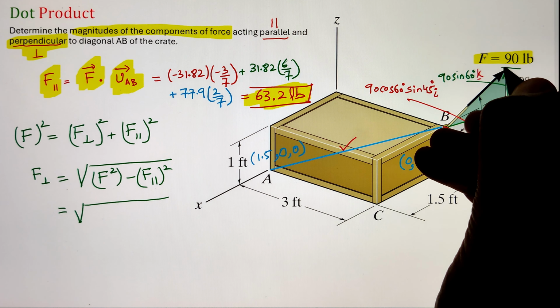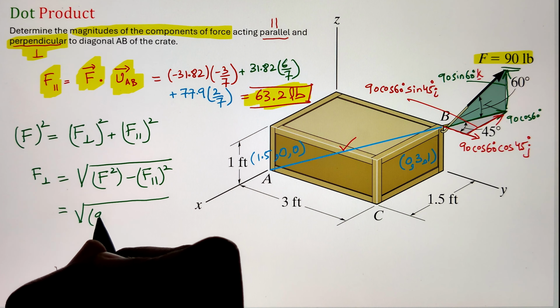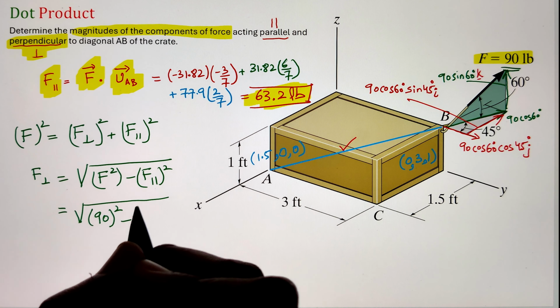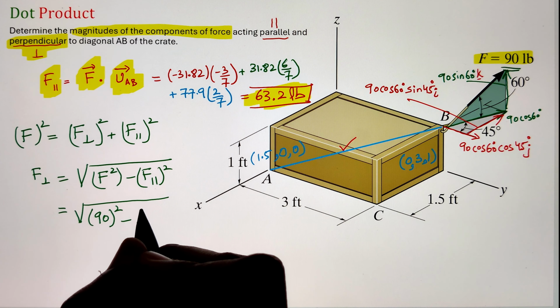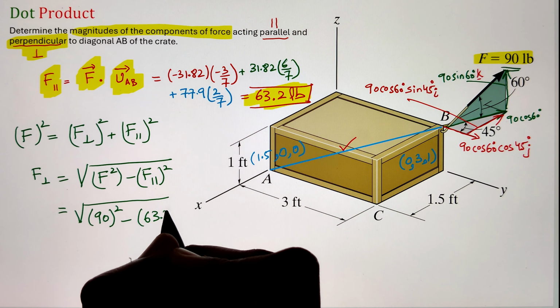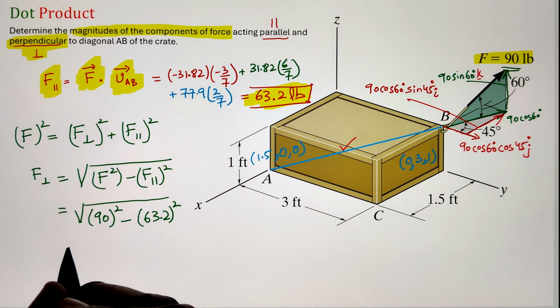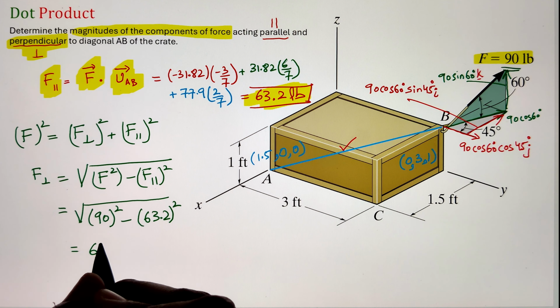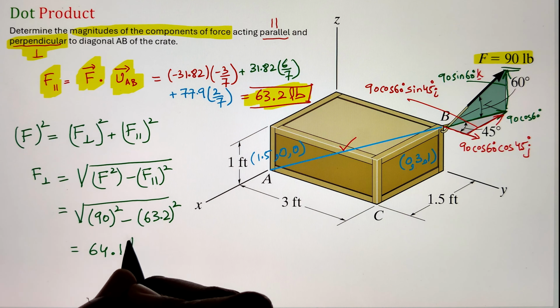Here the force magnitude is given to us as 90 pounds, whereas we have just calculated the parallel component as 63.2 pounds. Simplifying, we get our perpendicular component as 64.1 pounds.